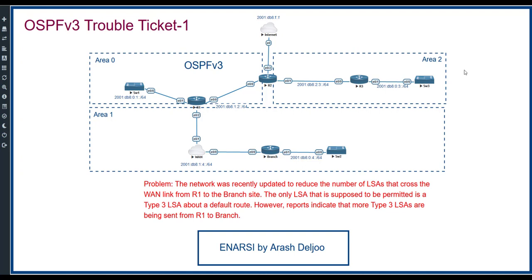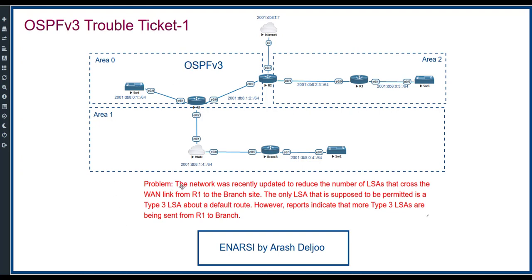This is the OSPF version 3 classic configuration trouble ticket 1. As you can see, we have a simple scenario, including 3 OSPF areas: area 0, area 1, area 2. This is area 2, including R2 and R3. This is area 0, backbone area, including R1 and R2. And also this is area 1, including the R1 and branch. Okay, as you can see, branch router is the R4, for example. Here we have only IPv6 addressing, and we have configured OSPF version 3 with classic configuration before. Okay, but here we have one problem.